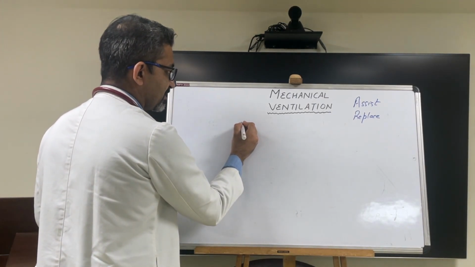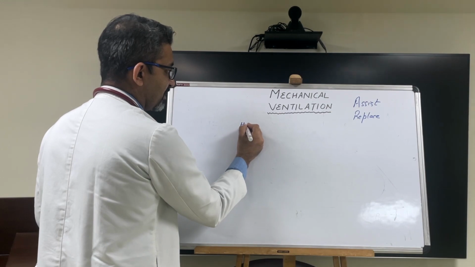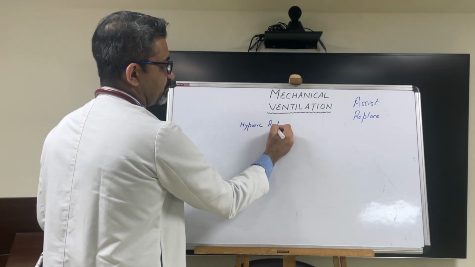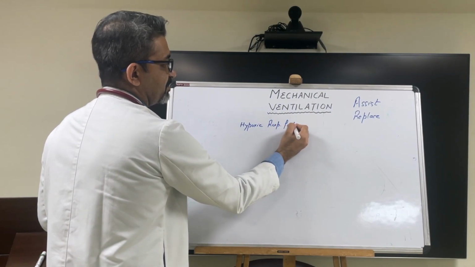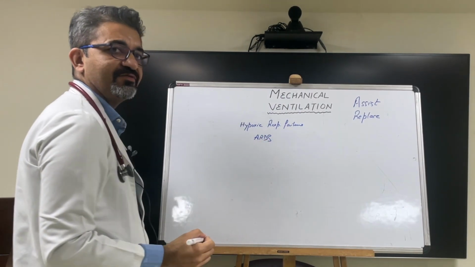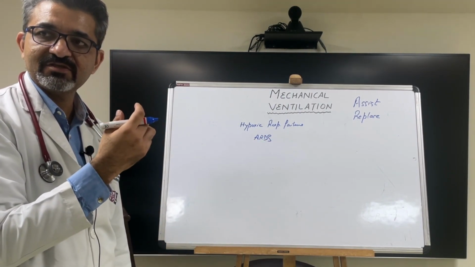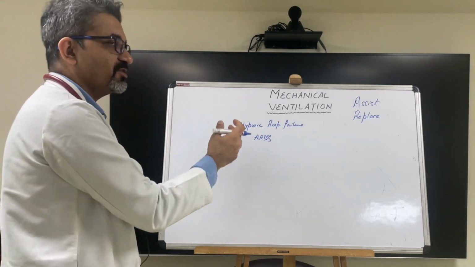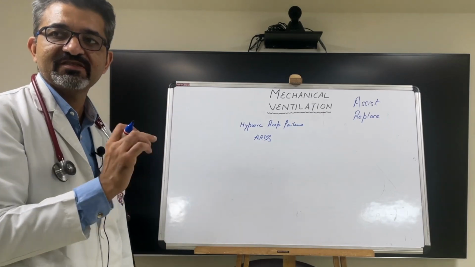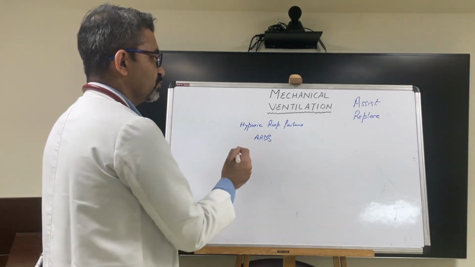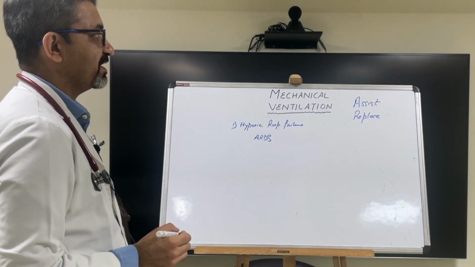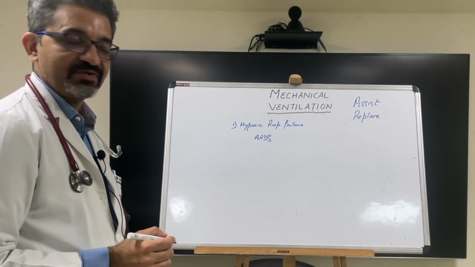You can need mechanical ventilation in case you have hypoxic respiratory failure. Suppose you have ARDS and you have hypoxia despite giving oxygen, so you need ventilation. Now this ventilation could be an assisted ventilation in the form of non-invasive ventilation, or it could be an invasive ventilation depending upon the clinical scenario. So the first indication of any assisted or total mechanical ventilation is hypoxic respiratory failure.